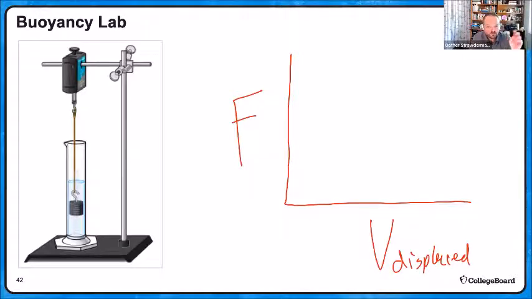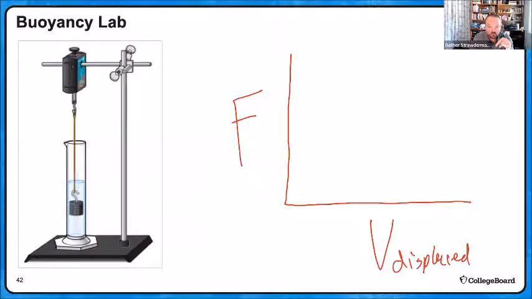Now you've got two options here. You've got a more complex option or an easier option. The easier option is to plot just the buoyant force on the y-axis. That would involve your students taking the original value and subtracting the new value every time they dip it further and further in, because that will give you a straight diagonal line with a y-intercept at zero.